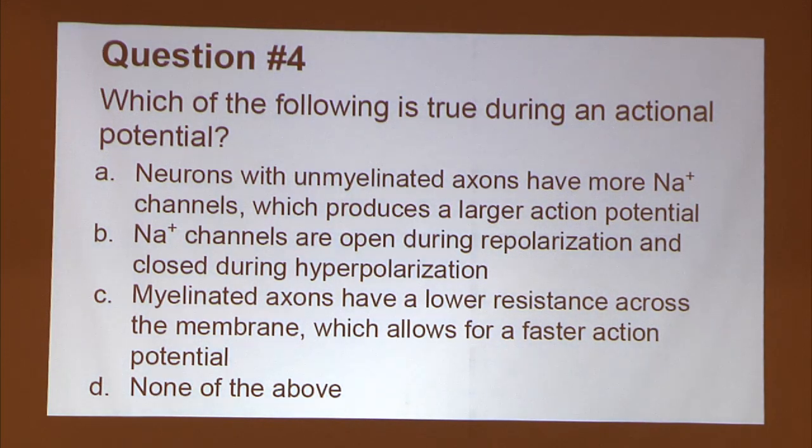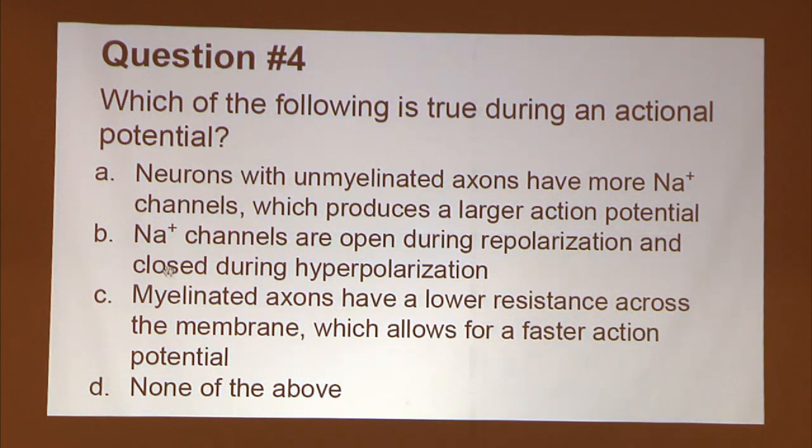Question 4 says, which of the following is true during an action potential? Not an actional potential, actually, but an action potential. We'll just ignore that part. A says, neurons with unmyelinated axons have more sodium channels, which produces a larger action potential. Do we agree with that? No. Although they may have more sodium channels, they're not going to produce a larger action potential, because action potentials are all or none. There's only one magnitude. You can't have varying degrees of an action potential.